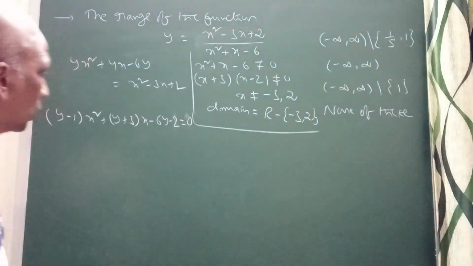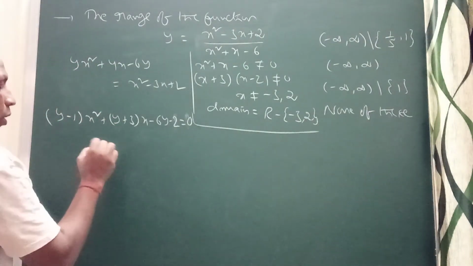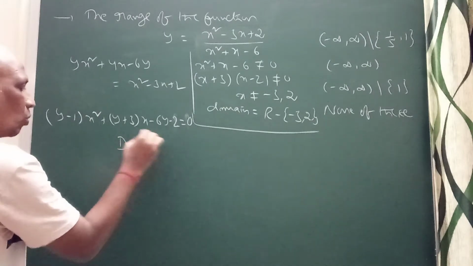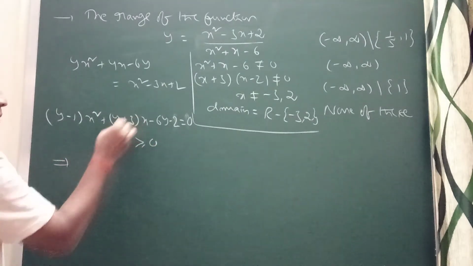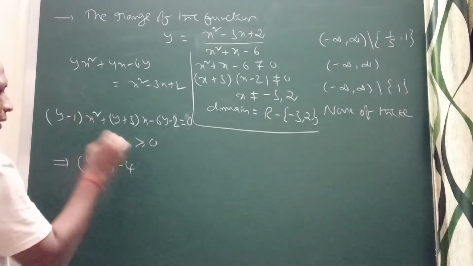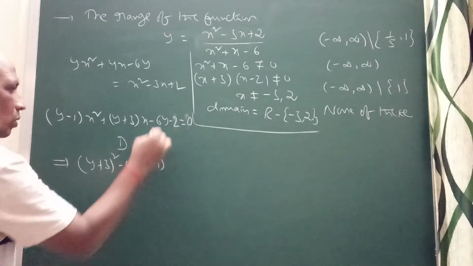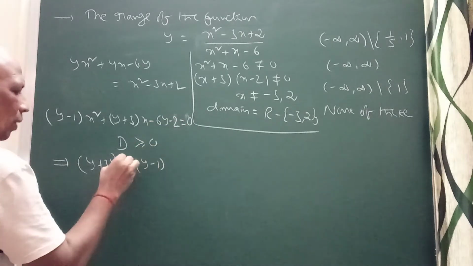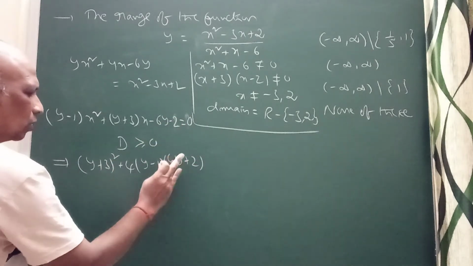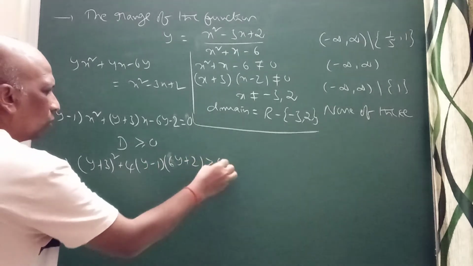I got a quadratic equation, but we know the roots are real, except at minus 3. Since x belongs to the domain, the roots are real, so the discriminant is greater than or equal to 0. So what is the discriminant here? (y plus 3) whole square, minus 4 into (y minus 1) into c, which gives plus 6y plus 2, greater than or equal to 0.